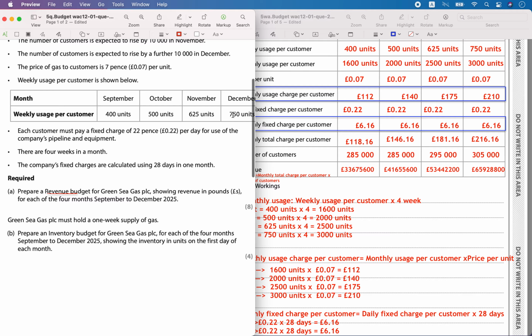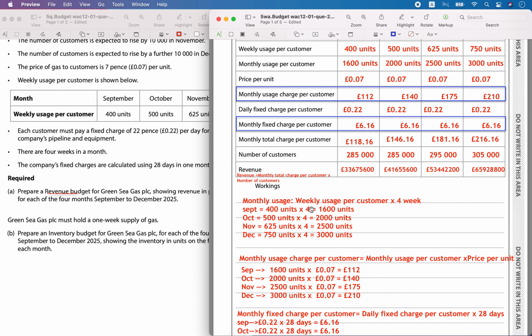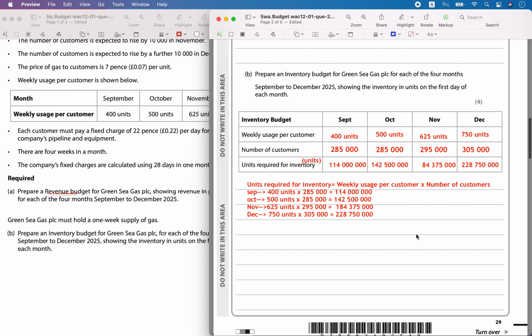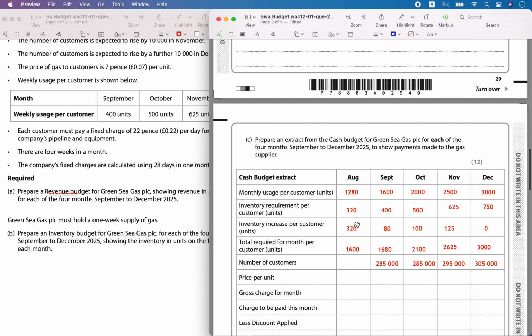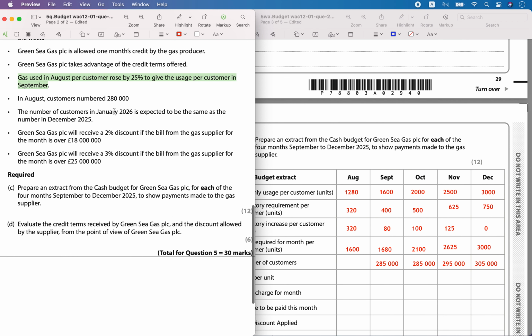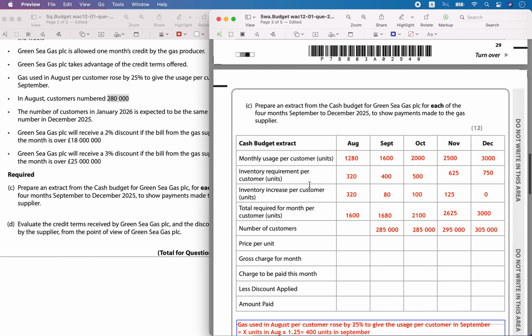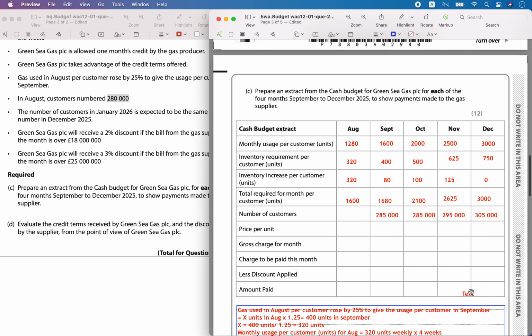Now for the month of August, we have to fill in the number of customers. Now for the month of August, the information is given. In August, around 280,000 customers were there.